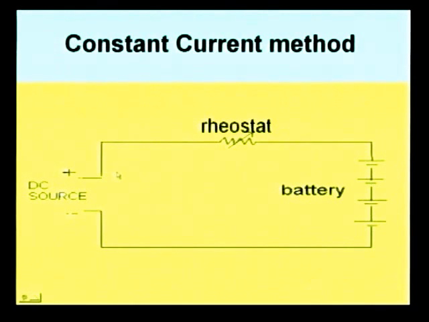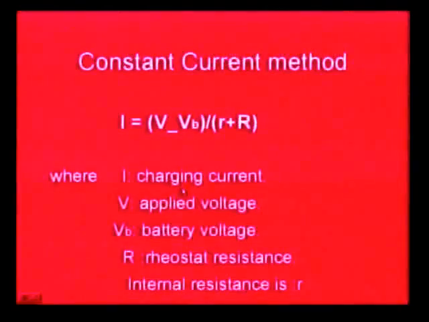In constant current method, the battery is connected across a DC source. Here the current I is again equal to (V minus VB) divided by (r plus R), that is the charging current is equal to the applied voltage minus battery voltage divided by the rheostatic resistance plus internal resistance. Here the charging current is the difference of the applied voltage and the battery voltage divided by the sum of internal resistance plus rheostatic resistance.